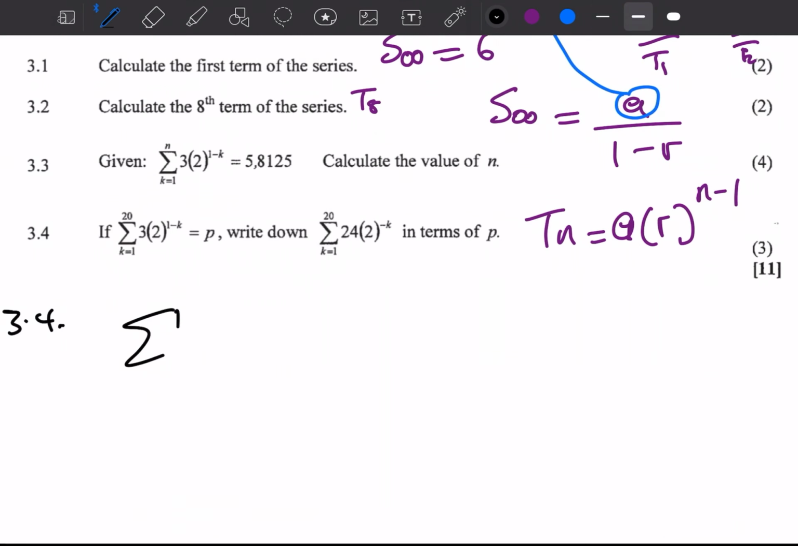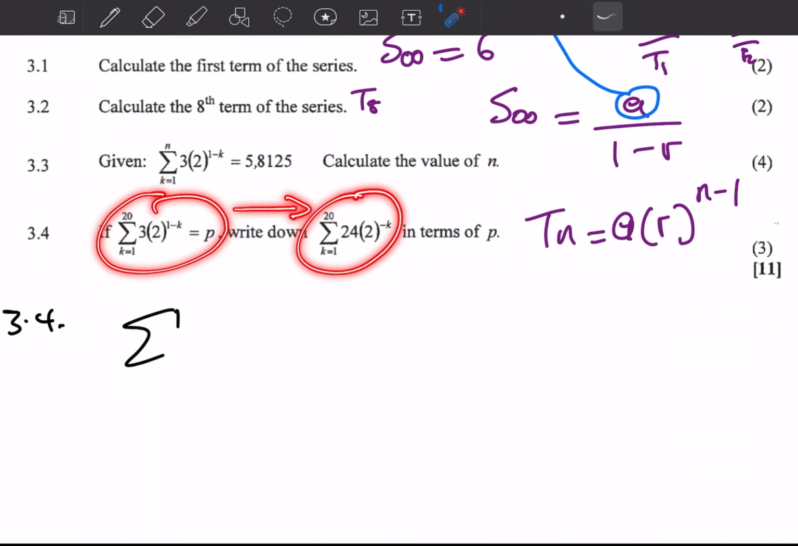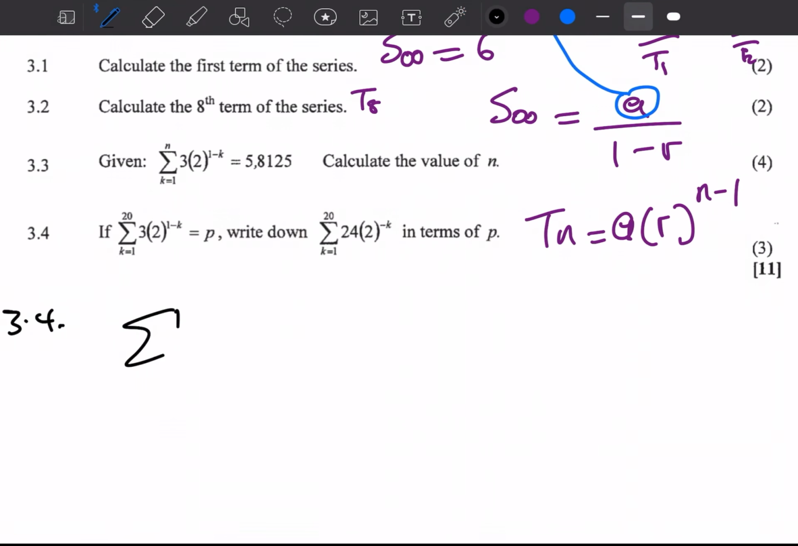So let's rewrite this in terms of that. From here, let's derive this and write this in terms of p. That's the journey. From here, we're deriving this and we write this in terms of p. That is our journey. Okay, so let's try and do that. So this sum of 3 to power 1 minus k is equal to p.